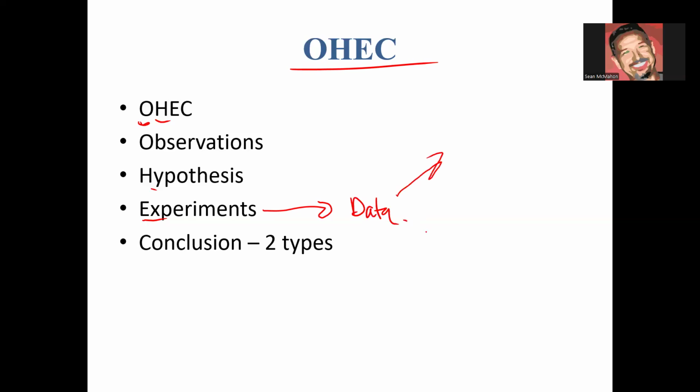And there are two types of data, right? There's qualitative and quantitative. So qualitative might be like a color change. I take two clear solutions, I combine them, and there's a color change, there's a precipitate. So that is evidence that a reaction occurred. Okay, that's qualitative.